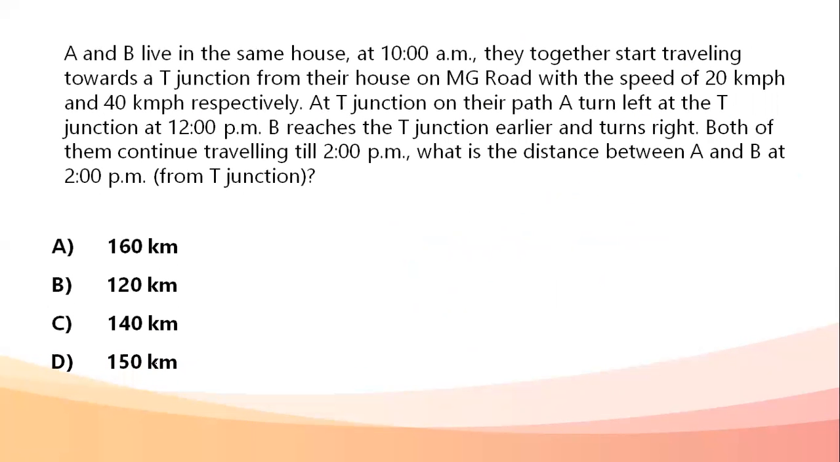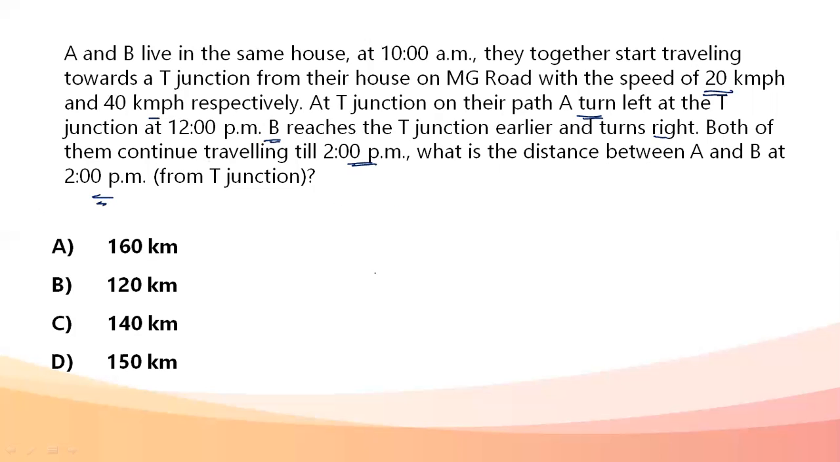Okay, next question. A and B live in the same house. At 10 a.m., they together start traveling towards a T junction from their house on MG Road with the speeds of 20 km per hour and 40 km per hour, respectively. At the T junction on their path, A turns left at 12 p.m. B reaches the T junction earlier and turns right. Both of them continue traveling till 2 p.m. What is the distance between A and B at 2 p.m.? And we have to find the distance from the T junction.